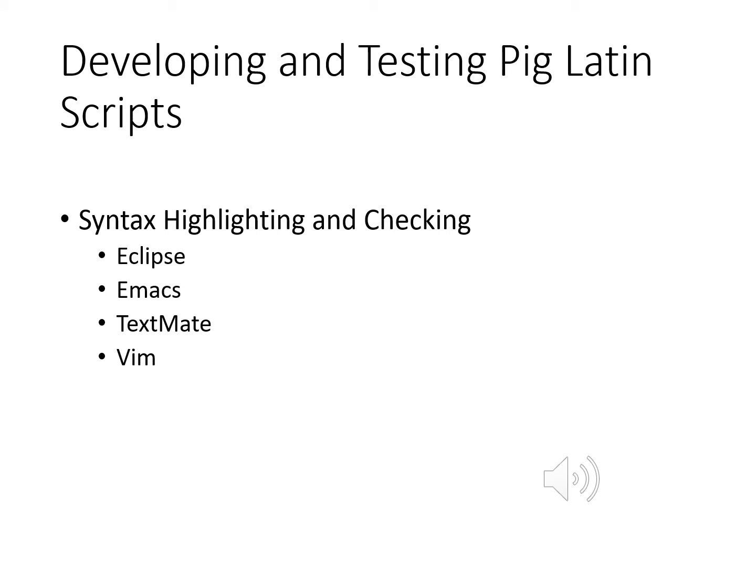Hello everyone, today we talk about the practical matters of developing and testing the Pig script. Pig provides several tools and diagnostic operators to help us with developing Pig applications.